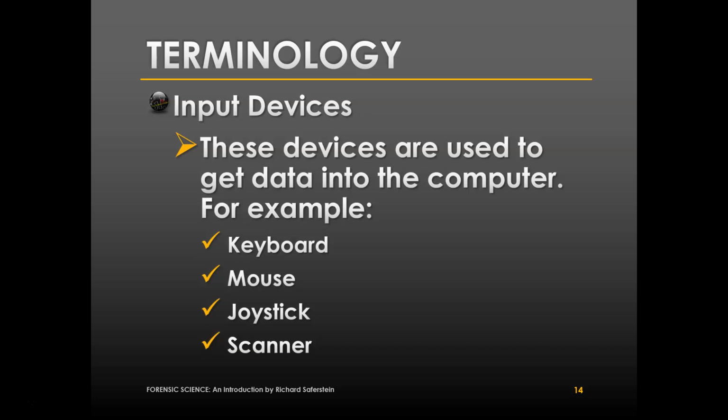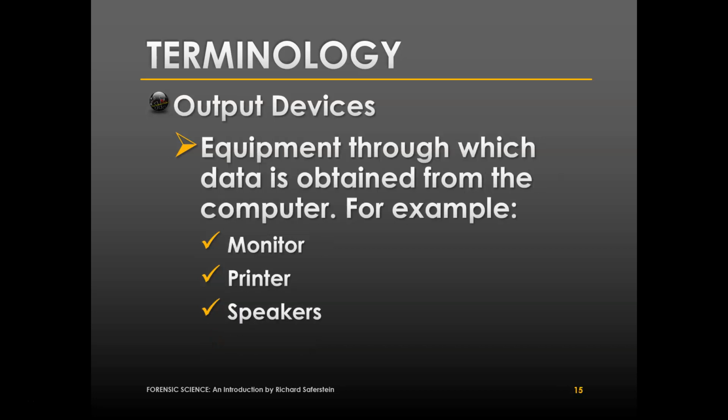We also have input devices, and these are devices used to get data into the computer. Some examples of input devices are the keyboard, a mouse, if you're a gamer, a joystick, a scanner, a printer, all of these things that we can connect either wirelessly or with wires to our computer. We also have output devices, and this is equipment through which data is obtained from the computer. For example, the monitor, the printer, the speakers, things that are going to put out information.